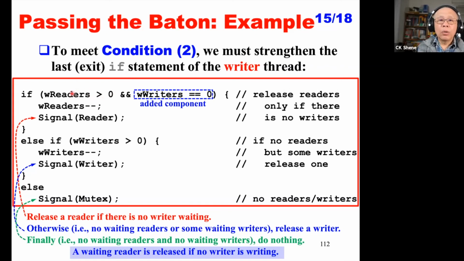Previously, the writer only tests to see whether there are waiting readers. If there are, we allow them to go. But now, because it's writer priority, we'll also check to see, are there any waiting writers? So here it means if we have waiting readers and there is no waiting writers, then we allow a reader to go. Now, if we are here, it means we have waiting writers, then we allow a writer to go. Otherwise, we do nothing, simply release the mutex.